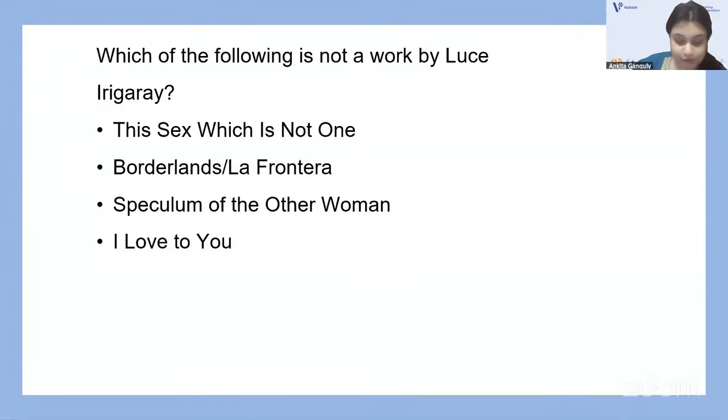Irigaray is also a major feminist. I'm sure you must have read her works and studied about her, right? Tell me.